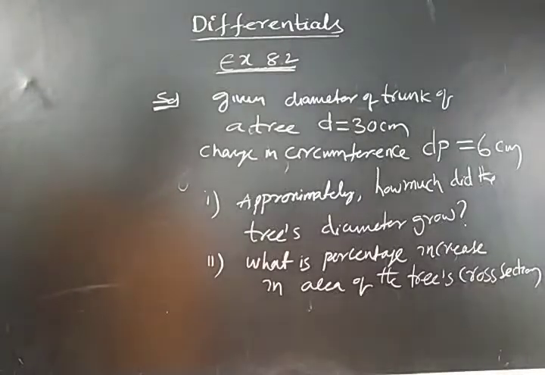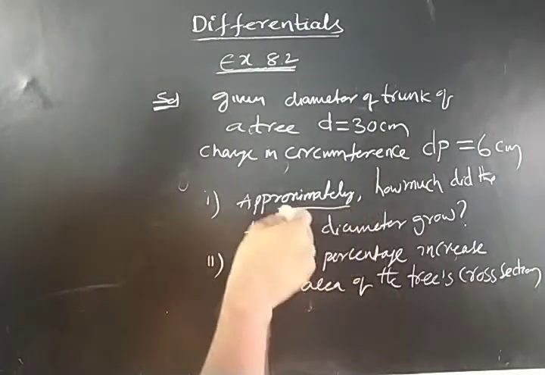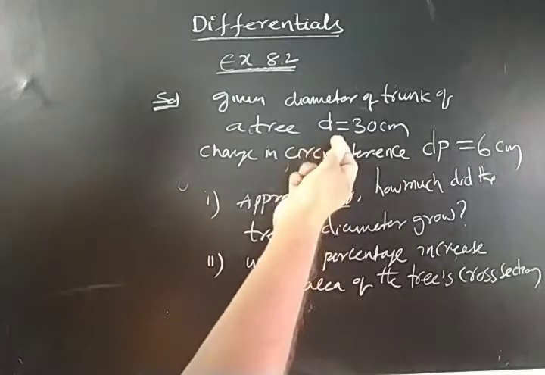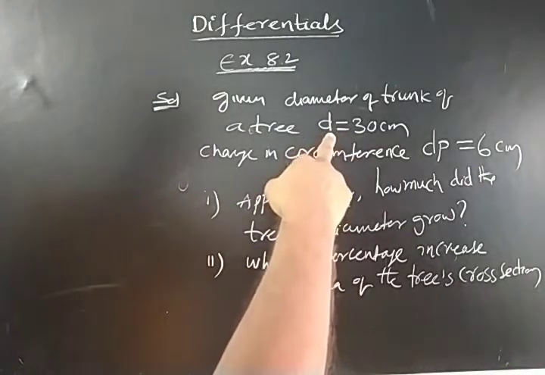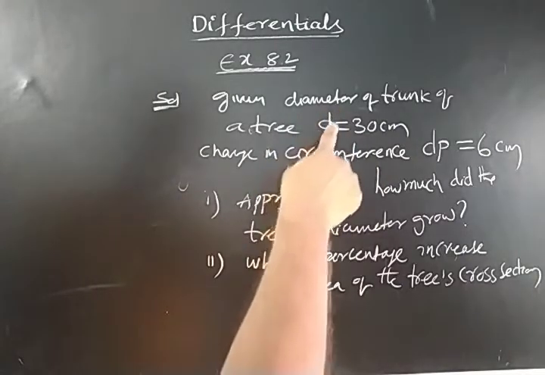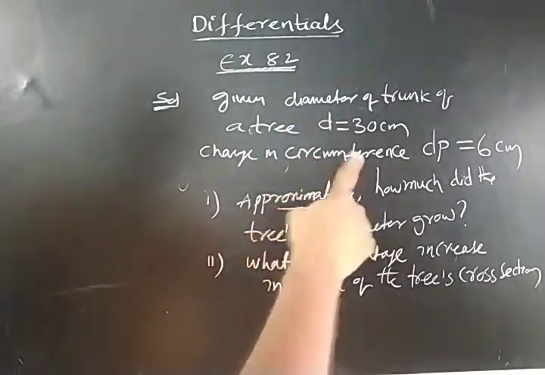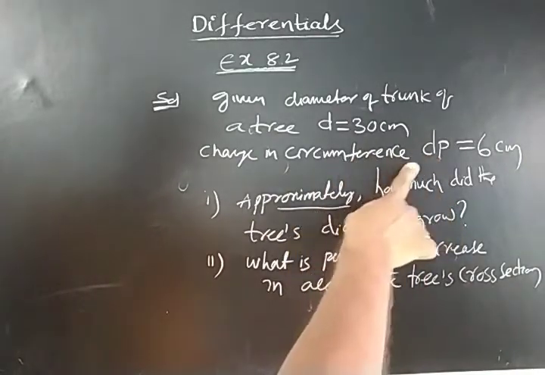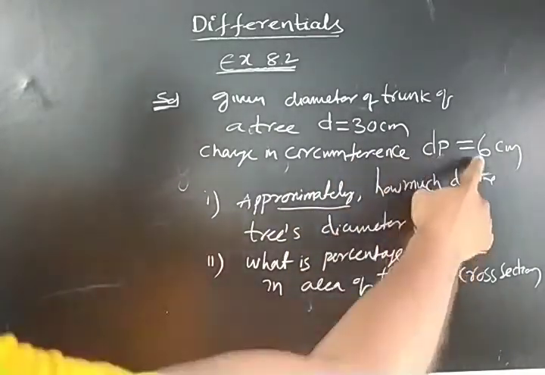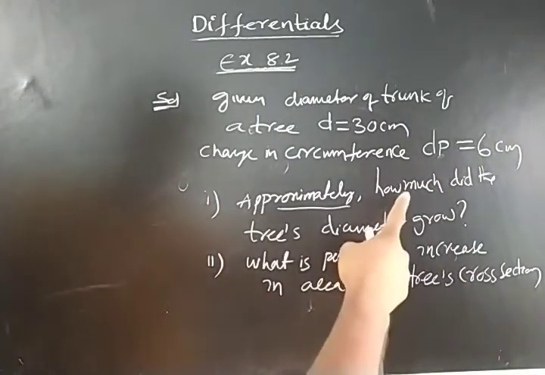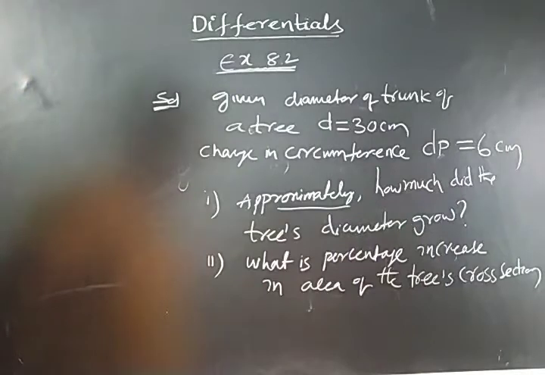So here the first question is we have to find approximately how much did the tree's diameter grow. So what is given? Observe here. Diameter of the trunk of a tree is 30 centimeters, which I am denoting by d, and change in circumference, if I denote circumference by p, change in circumference is given, that is dp is 6 centimeters. Now I am going to solve the first question. What we are going to find here is how much did the tree's diameter grow?